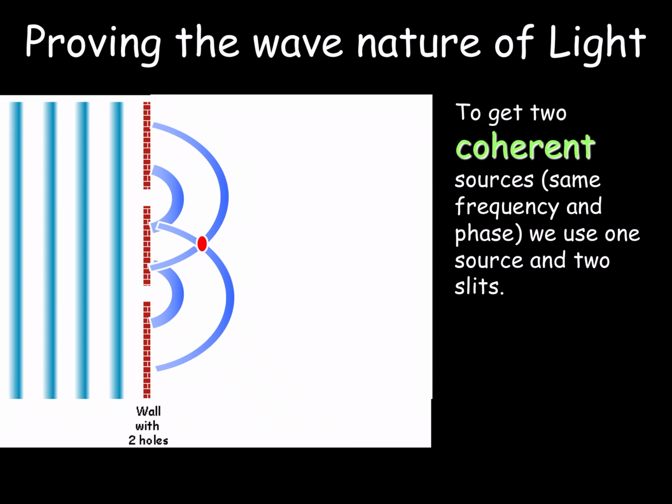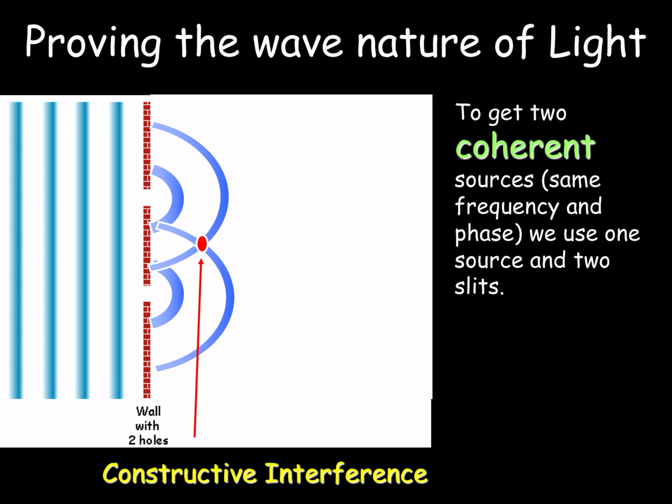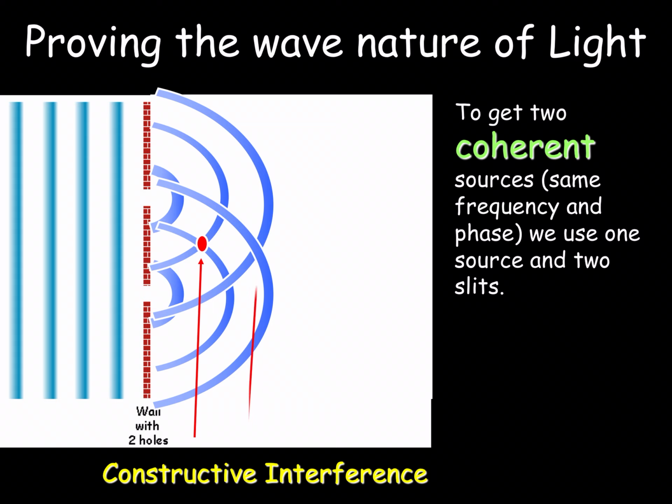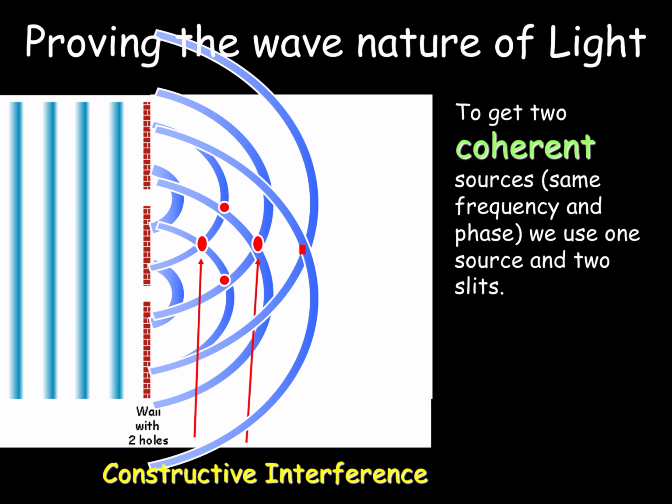And where the peaks met, you got interference. So that red dot represents constructive interference, where the two peaks are meeting. So you get brighter light at those points. Everywhere that the peaks are crossing. Now, when a peak and a trough meet, you get darker because a peak and a trough are cancelling each other out and giving you destructive interference.